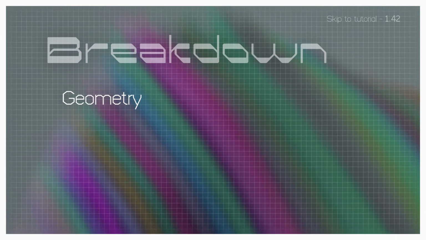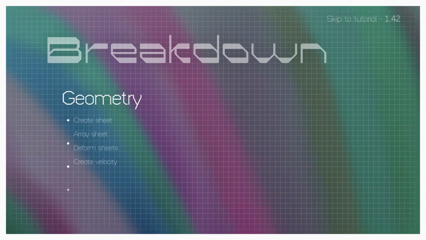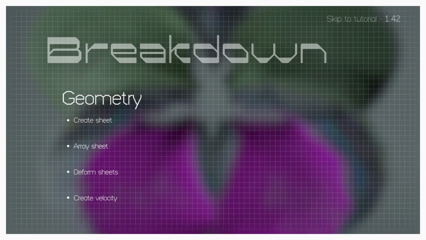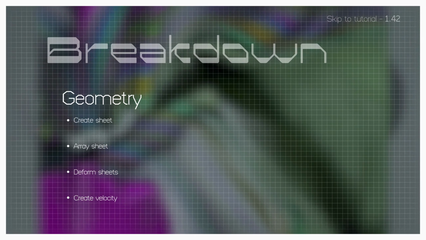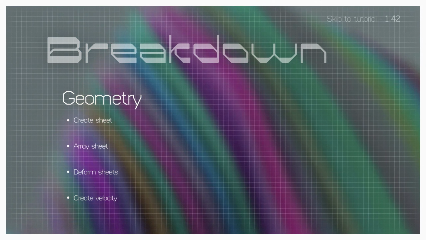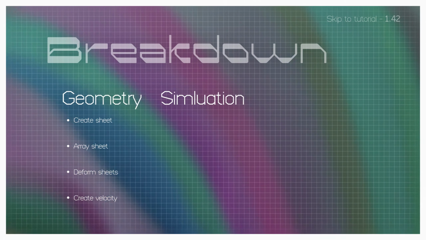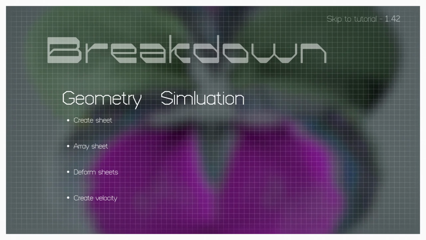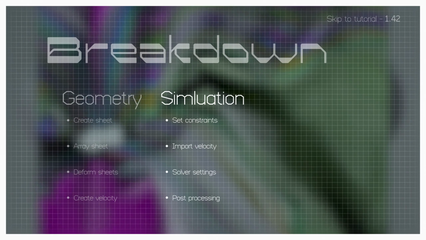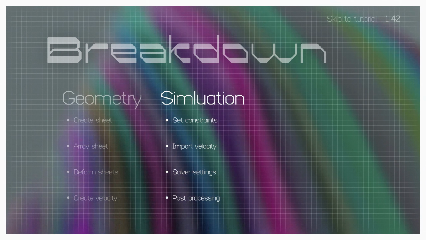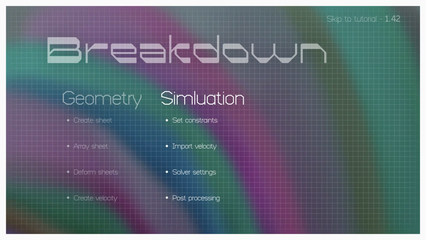At first, we'll start off by building our geometry out. This would involve creating our individual sheets, arraying those out into a more chunky bit of geometry to work with, deforming that, twisting it around, and creating a custom velocity attribute from it. Then we can move on to the simulation step, where we start off by getting our constraints and our settings for our cloth set to where we want it.